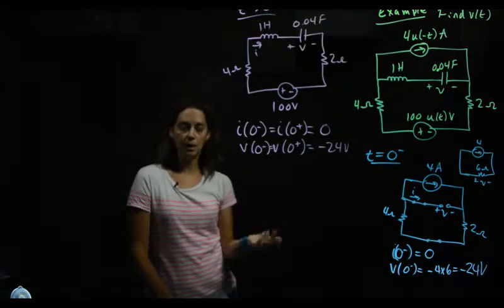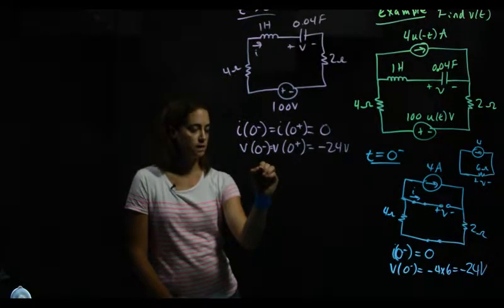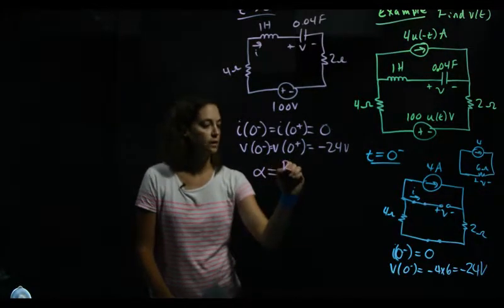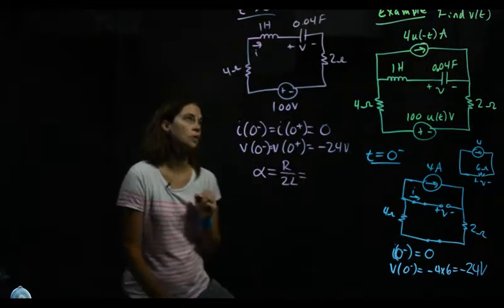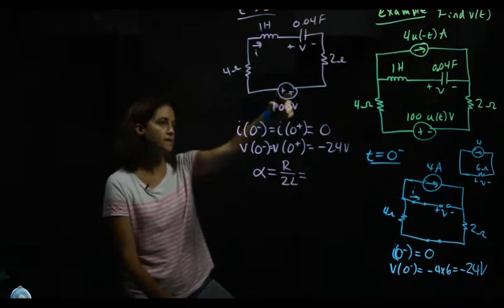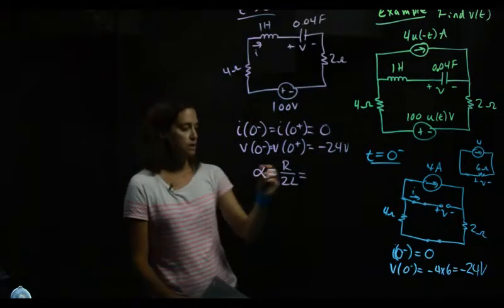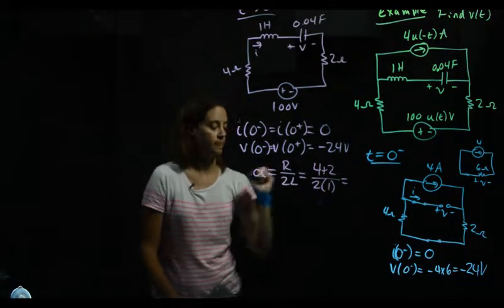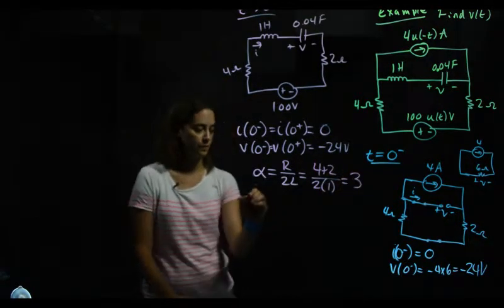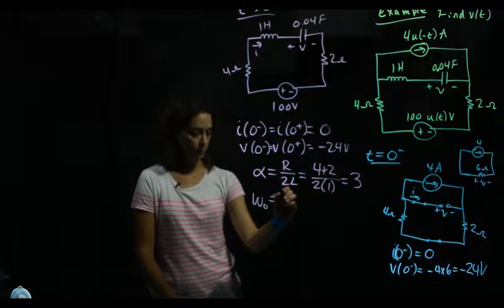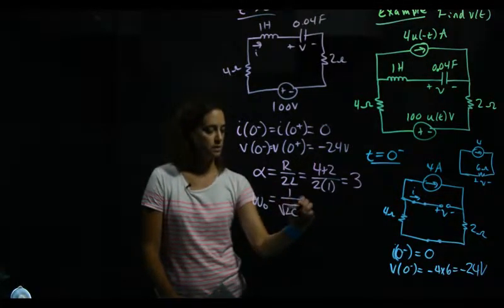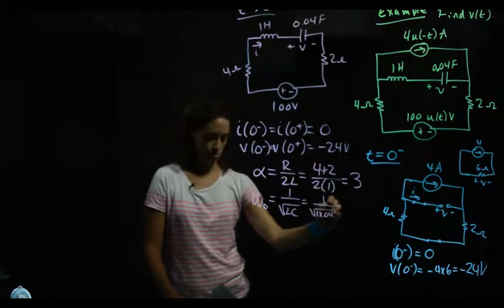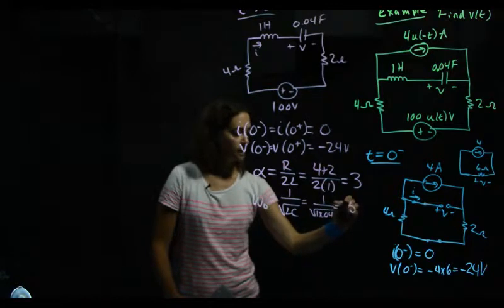I need my alpha and my omega naught, so I know if I'm critically damped, overdamped, or underdamped. Alpha equals R over 2L for a series circuit. What's my R? Well, if I deactivate this, I have those 2 in series. So I have 4 plus 2 over 2 times my L. So I have 6 over 2, I have 3. Omega naught for all circuits is 1 over square root of LC. That's 1 over the square root of 1 times 0.04, or that gives me 5.